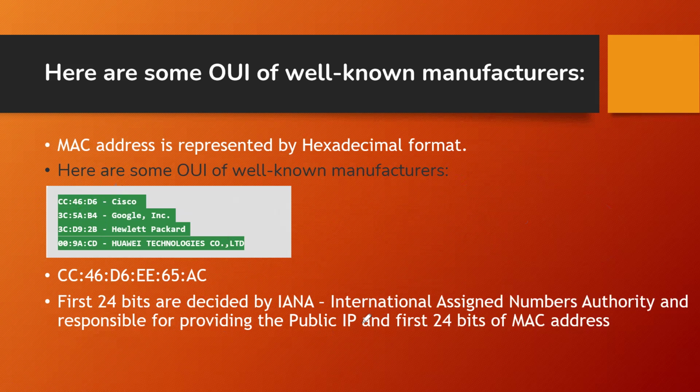So the first 24 bits are decided by IANA. It is known as the Internet Assigned Numbers Authority, and it is responsible for providing the IP address, public IP, and the 24 bits of the MAC address. That one we have already discussed in the previous session.